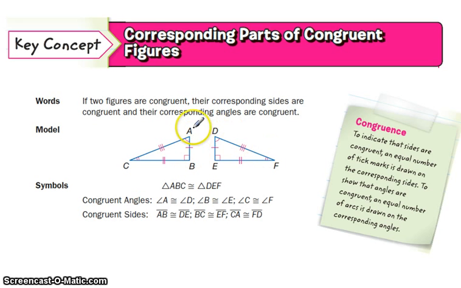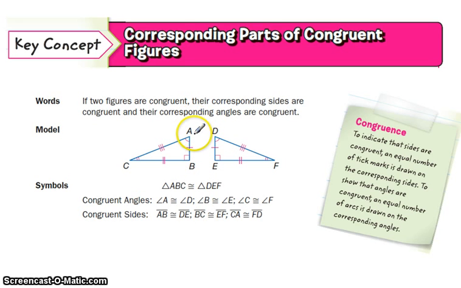So if we're looking at sides, what you can do is look for tick marks, and you match up the number of tick marks, and those sides are going to be congruent. Those are called corresponding sides. Corresponding means they're matched together. So AB is matched to DE. They're corresponding. And then the same thing goes for angle measures.